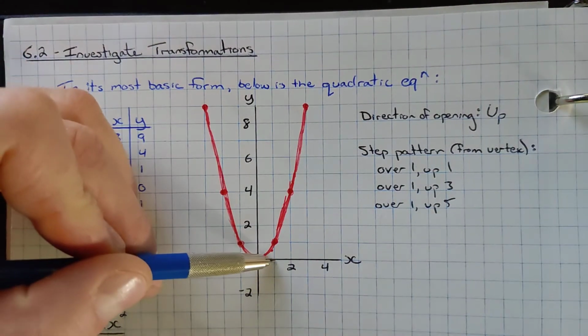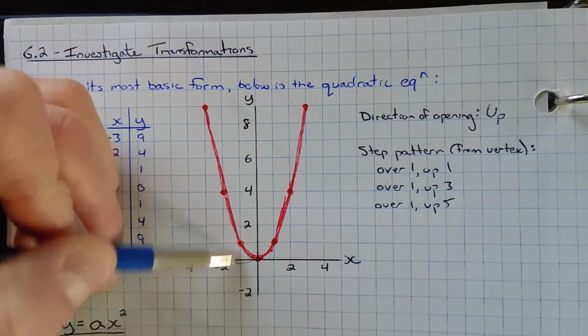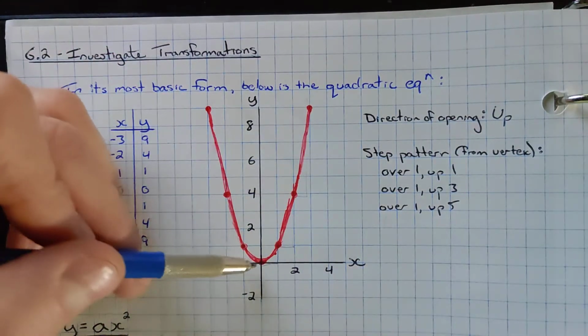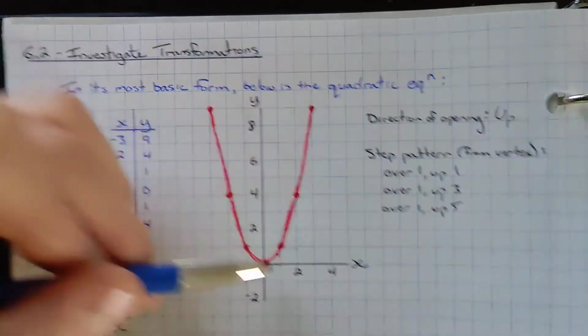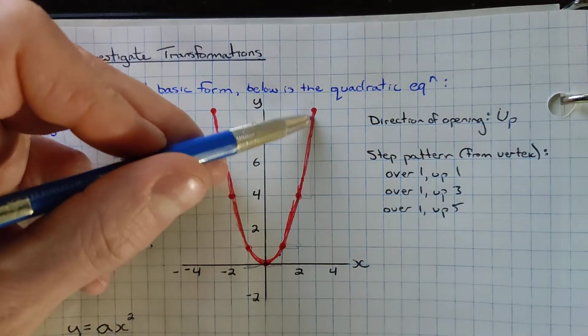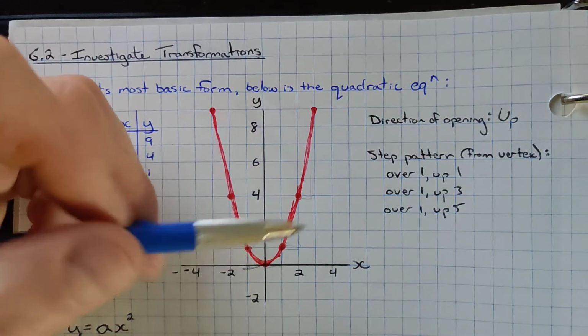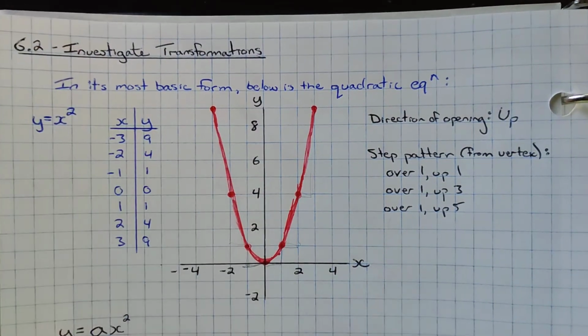If I go over 1 this way, I go up 1. If I go over 1 the other way, I go up 1. Over 1, up 1, over 1, up 3, over 1, up 5. It works either way. So whatever pattern of steps you take going left, it's the same going right, and vice versa.